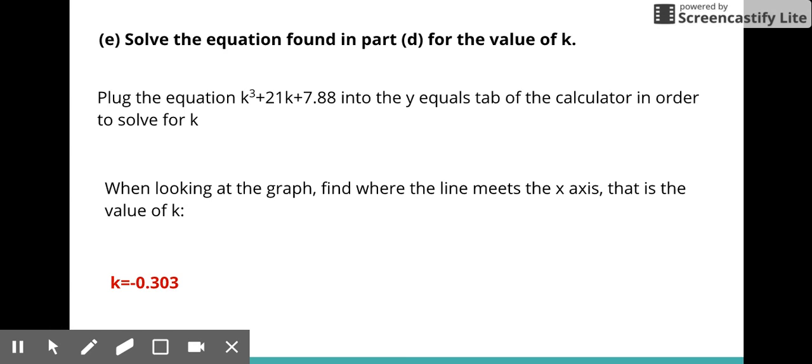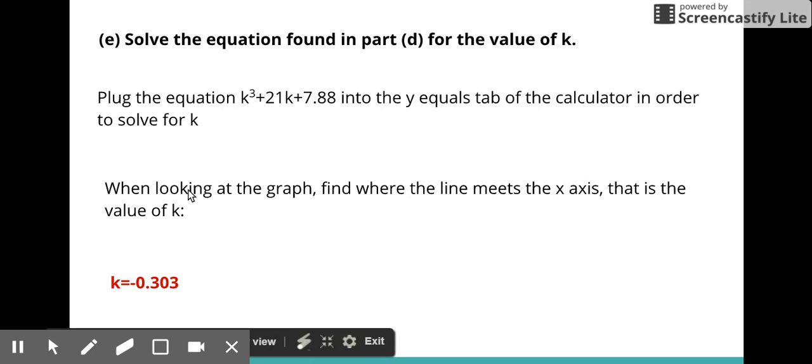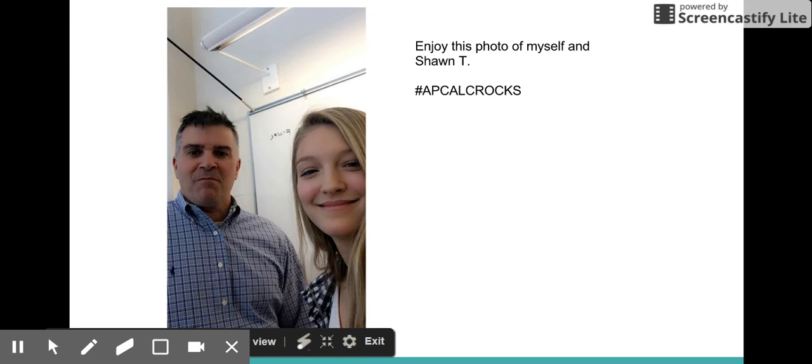And that concludes how to solve this AP Calculus exam problem.